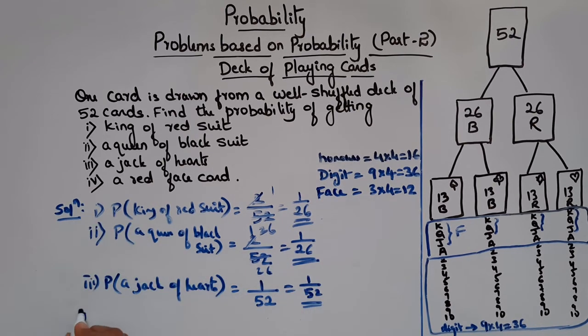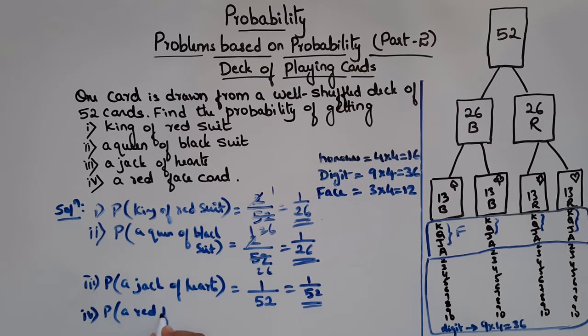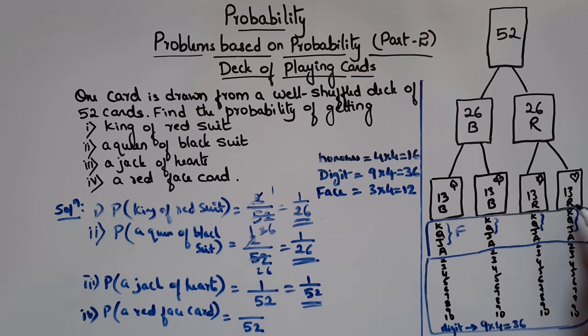Now let's see the fourth one. Probability of getting a red face card, which is equal to, here also the total possible outcome is 52. And the numerator we have number of outcomes favorable to E. So E is a red face card, so we have to check for red.